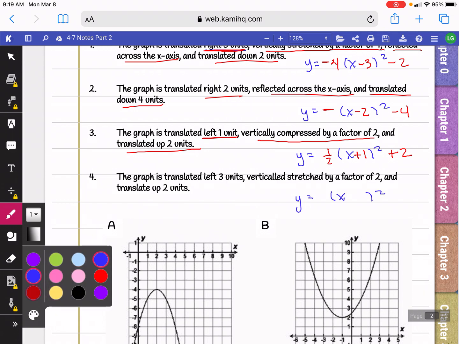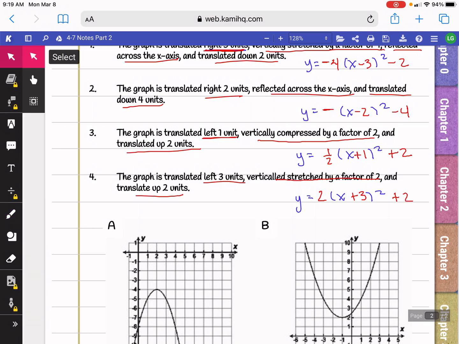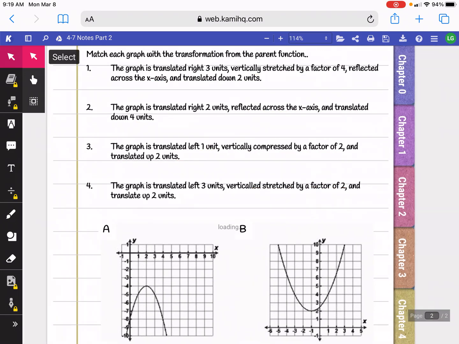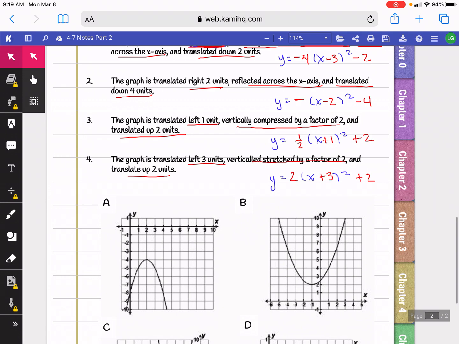On question 4, it says the graph is translated left 3, so that would be plus 3 in parentheses. It's stretched by a factor of 2, so there's a 2 for my a. And it's translated up 2, so there would also be a plus 2 at the end. Now let's try to match the graphs that go with these. I'm also going to analyze the graphs just so we can practice doing that as well.